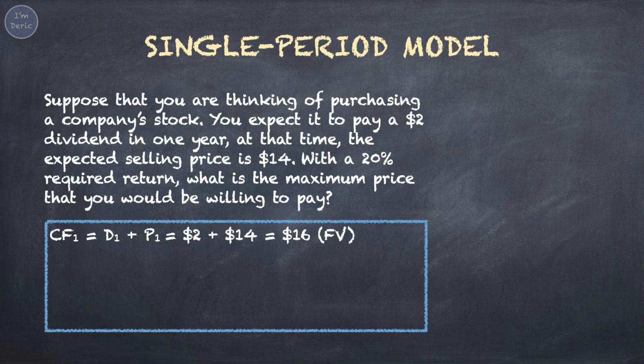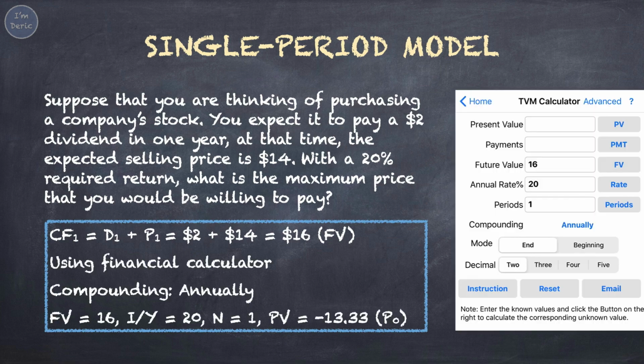Gather the information you have. D1, next year dividend, equals $2. P1, the stock price after 1 year, equals $14. CF1, total cash flow for year 1, equals $2 plus $14 equals $16. CF1 is the FV. Using financial calculator, set compounding to annually, FV equals 16, I/Y equals 20, N equals 1, last step press PV, you will get negative 13.33. This is the maximum price that you would be willing to pay. PV is the intrinsic value, it is also called P0.